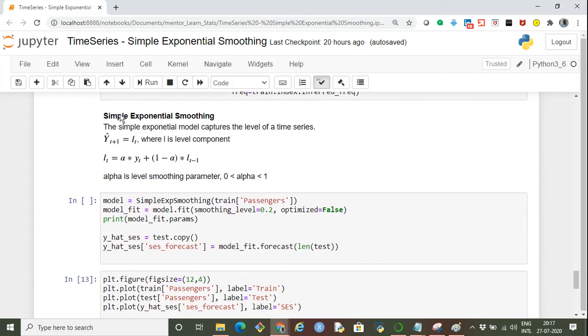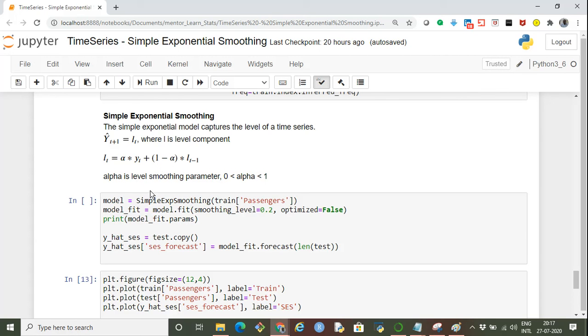Now we know in simple exponential smoothing, as we just covered, y hat t plus 1, that is at the time period t plus 1, the predicted or forecast value will be equal to l_t, where l is the level component at the time period t. Now what is l_t? l_t, we know, is equal to alpha times y_t plus (1 minus alpha) times l_(t minus 1). It's recursive in nature, where alpha is a smoothing parameter with a value between 0 and 1.